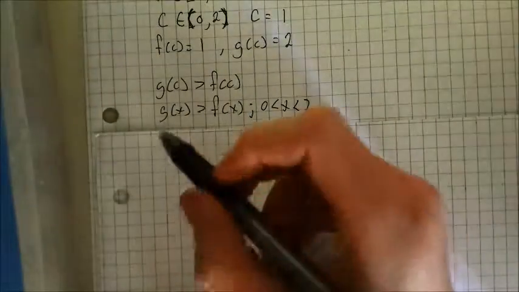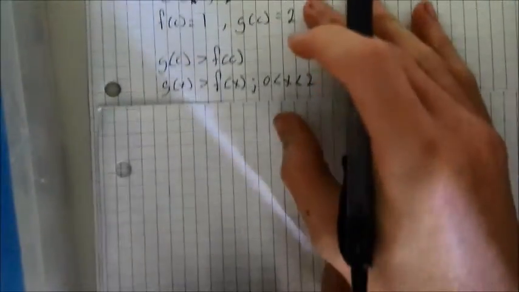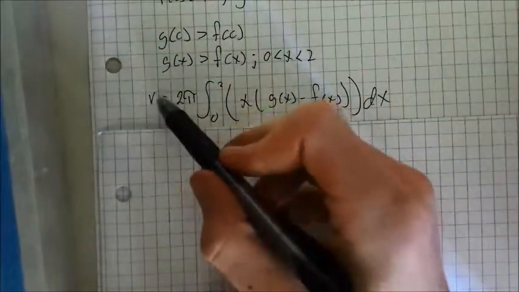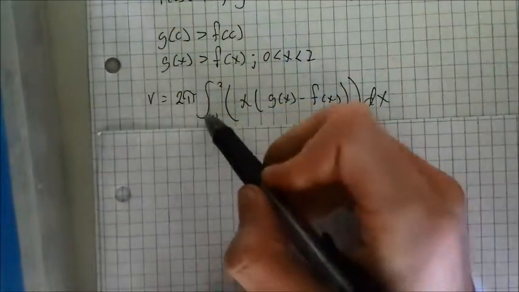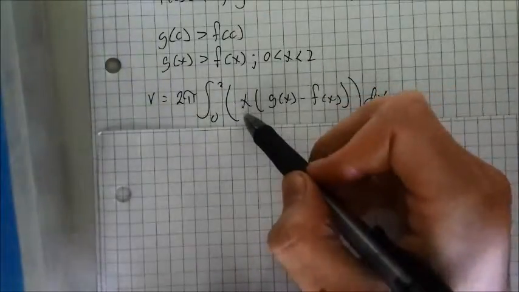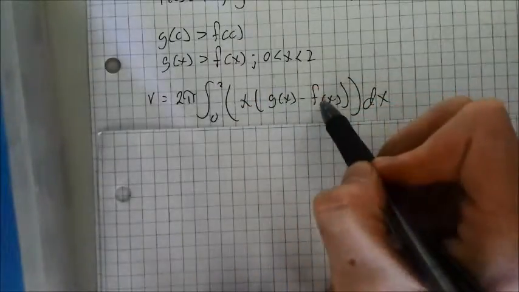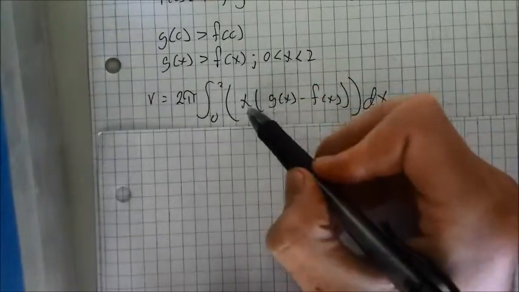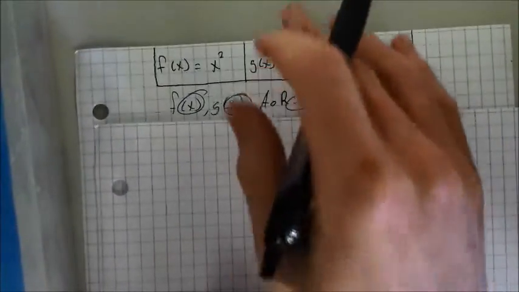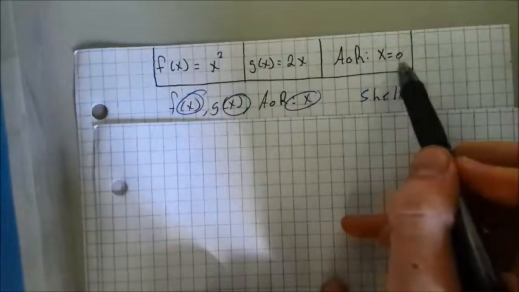Okay, now that we have this inequality set up over the domain we're interested in, now we can use the shell method formula, which is volume, V, equals 2 pi times the definite integral over our interval of our larger function, in this case g of x, minus our lesser function, in this case f of x, times x. And this x is multiplied there because, and only because, our axis of revolution is x equals 0.